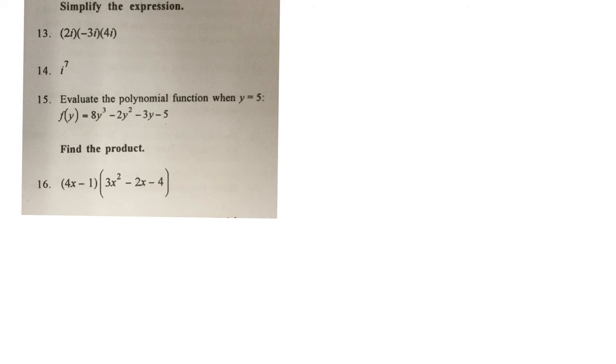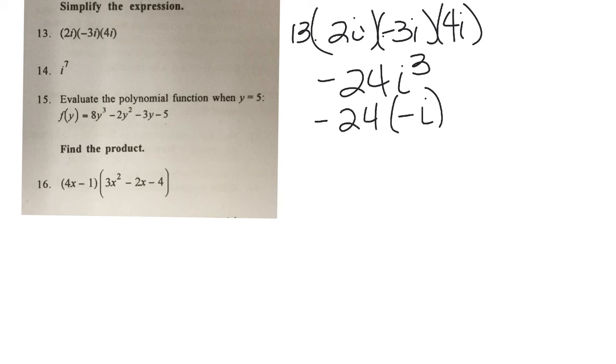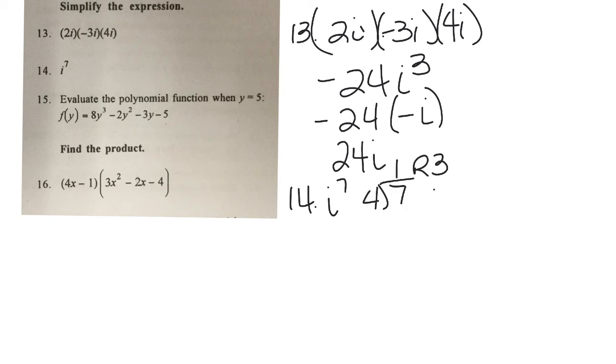Number 13, simplify 2i times negative 3i times 4i. 2 times 3 is 6, times negative 3 is negative 6, times 4 is negative 24, i cubed. Negative 24 i cubed equals negative i, and that's negative i times negative 24, so that's positive 24i. Number 14, i to the 7th power. We divide 7 by 4. We get 1 remainder 3. Remainder 3 means it's equivalent to i cubed, which is negative i.